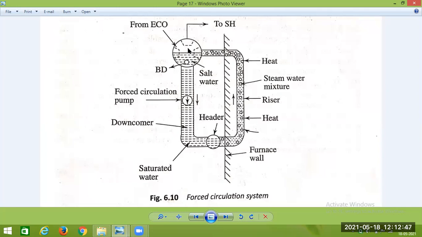What is shown here is the boiler drum, and it is for supplying the superheater. Water is received from the bottom, goes down through the downcomer, goes back to the header and then goes inside the furnace, where the riser converts this liquid water into steam and it goes back to the economizer. It is the forced circulation system.